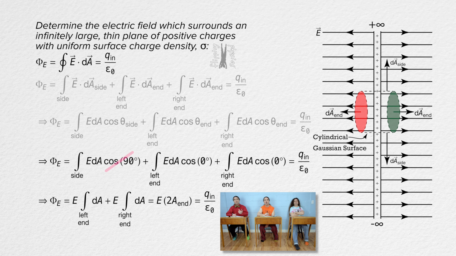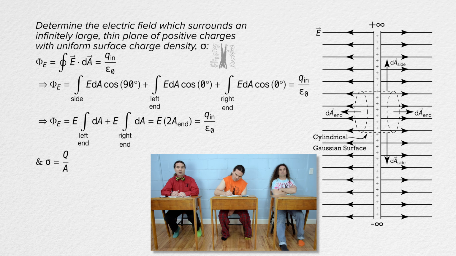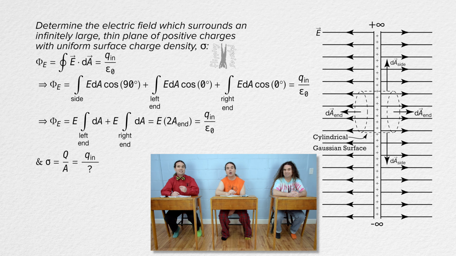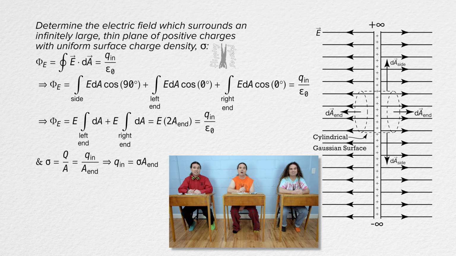Now we need to deal with the right-hand side of the equation. We know surface charge density equals charge over area. When looking at just the charge enclosed by the imaginary Gaussian cylinder, the area of the charge inside of the Gaussian cylinder is the area of one end of the cylinder. That means the charge inside the Gaussian cylinder equals the surface charge density times the area of one end.